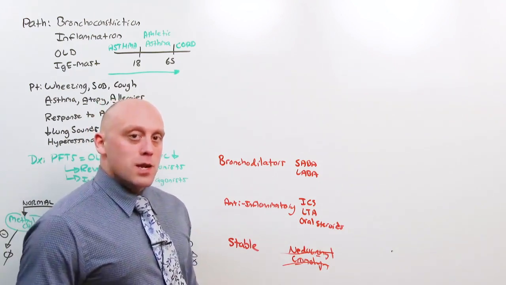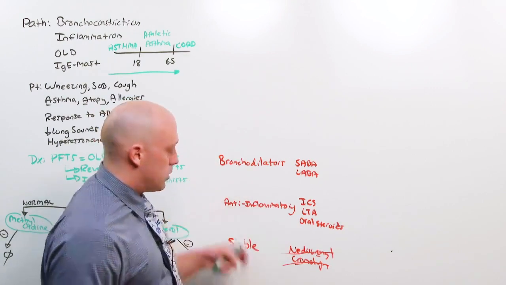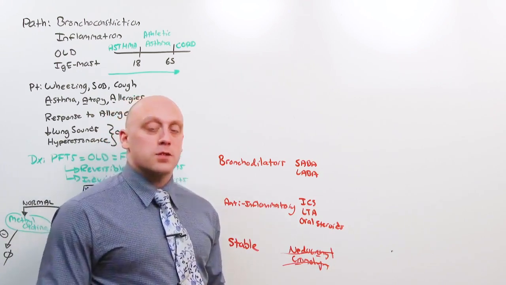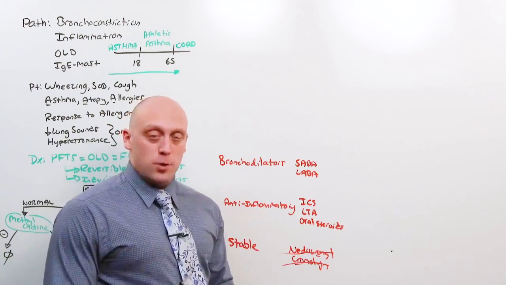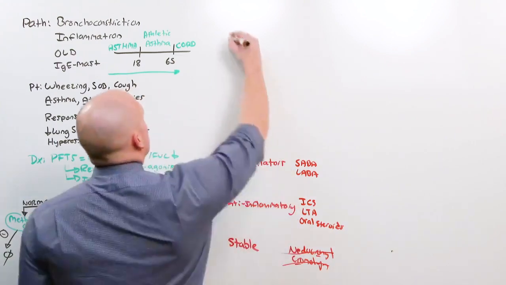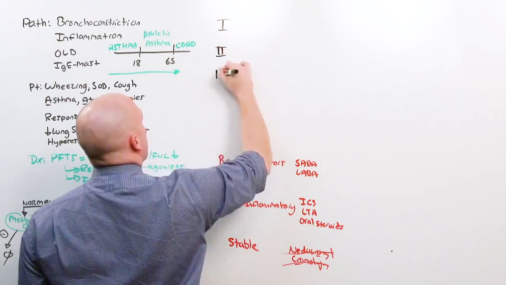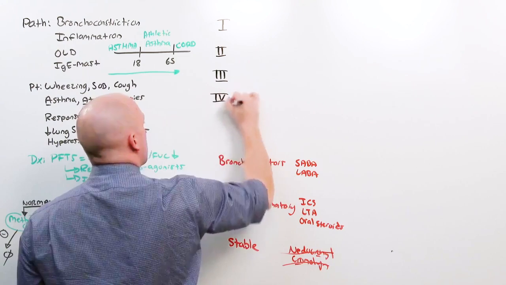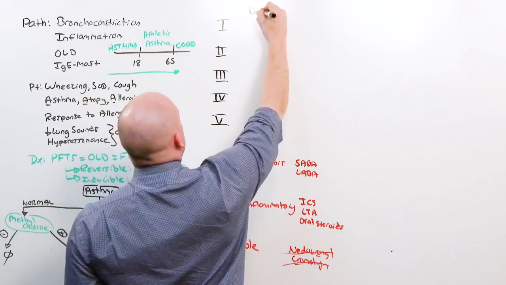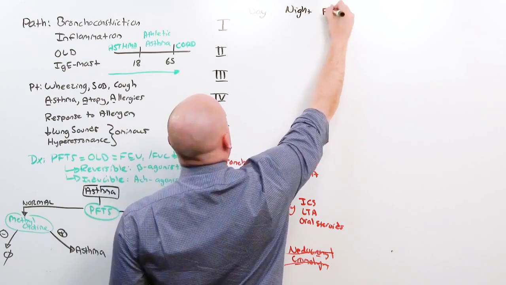But when you're treating asthma, you're going to use primarily the bronchodilators and the anti-inflammatories. So what do you start and what order do you do it in? Well, it depends on the severity of the asthma as determined by their symptoms and their FEV1. And we break it down into 5 categories. And it's going to be based on daytime symptoms, nighttime symptoms, and the FEV1.